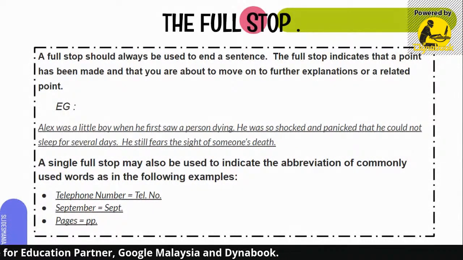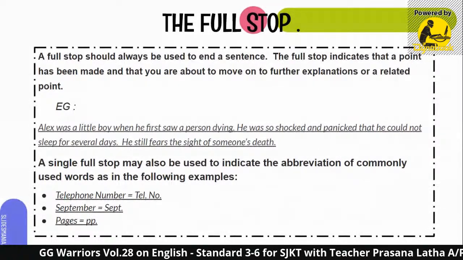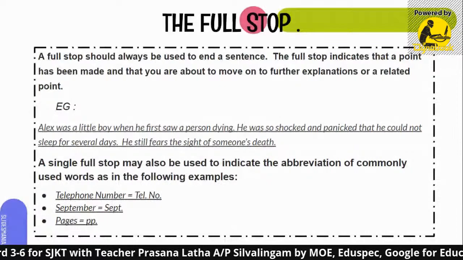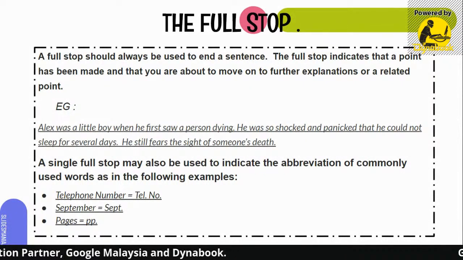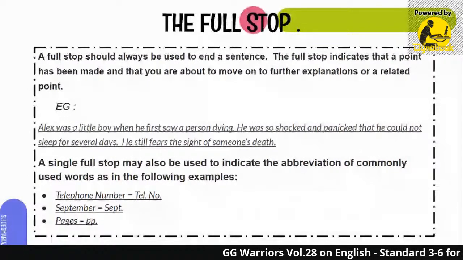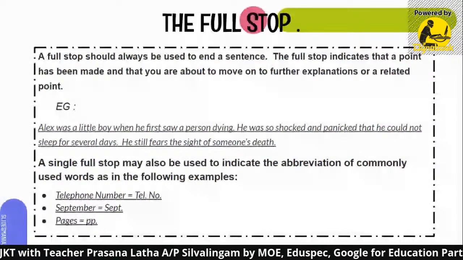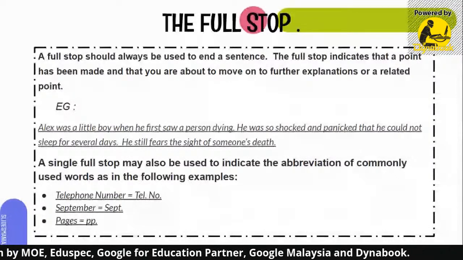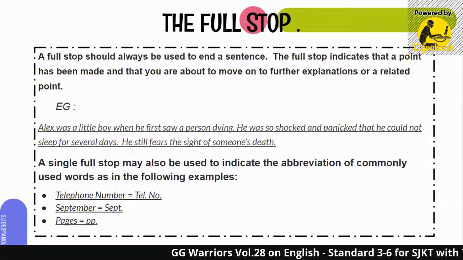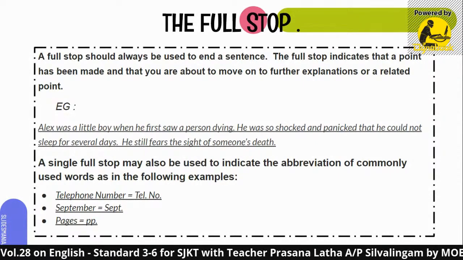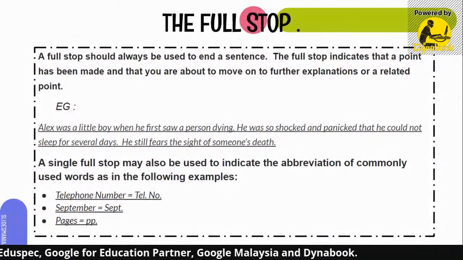The second use of full stop would be to indicate the abbreviation of commonly used words, as in the following examples. When you don't want to write the full form of certain words, we use abbreviations. Abbreviation in other words is short forms. Telephone, we shorten it to TEL., and the full stop there is very important. That shows telephone is shortened, or an abbreviation is being used. September, we would just write SEPT. and then a full stop. Pages, we would just put PP. and a full stop. So these are the only 2 conditions where we will use full stops: to end a sentence or to move to further explanation, and to indicate an abbreviation.